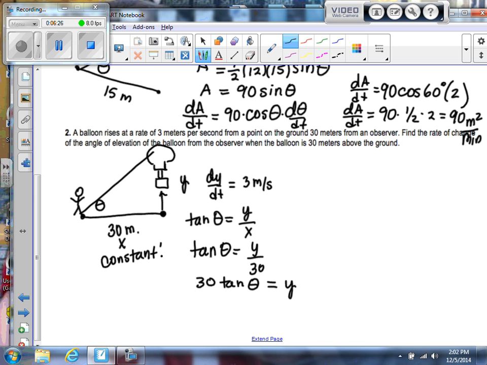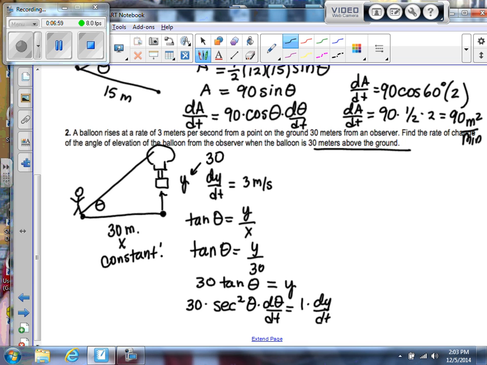Okay, so now we take the derivative implicitly. So I'm going to have 30 times derivative of tangent is secant squared, right, times d theta over dt equals 1 times dy over dt. All right, and now we plug everything in. So we're trying to find d theta over dt. We do know y, or we know when it's 30 meters above the ground. So we know y is equal to 30 at that point.